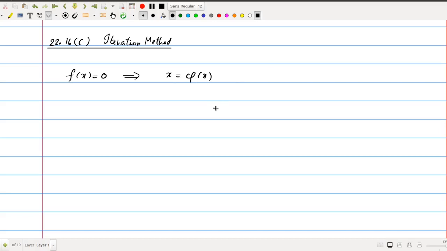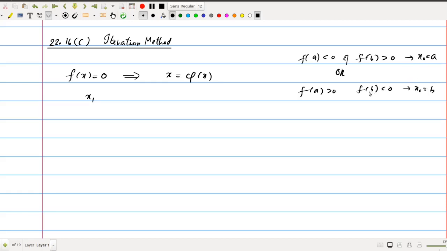Once you write this, you can easily find out the first approximation. We already discussed how to find the first approximation by taking a and b with f of a less than 0 and f of b greater than 0, or vice versa, f of a greater than 0 and f of b less than 0. In this case, x naught is equal to a. In this case, x naught is equal to b.